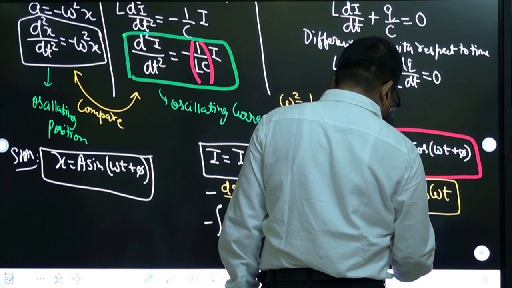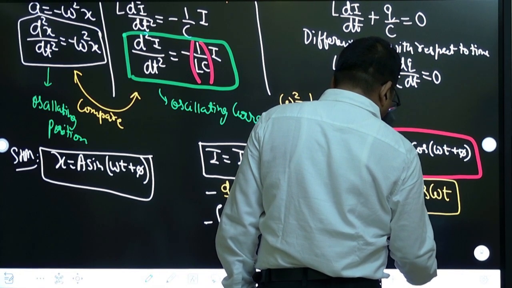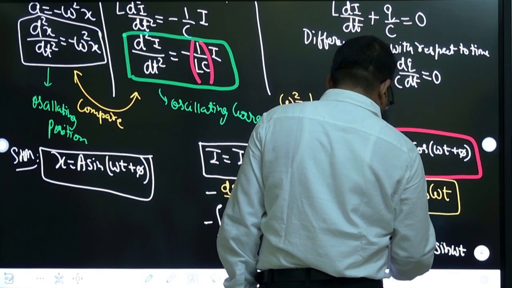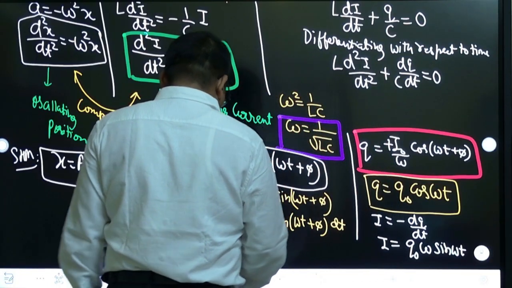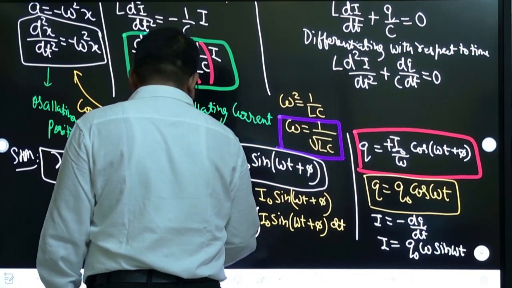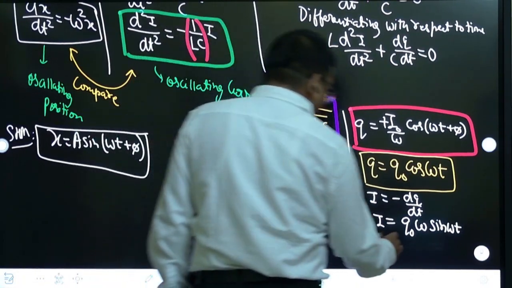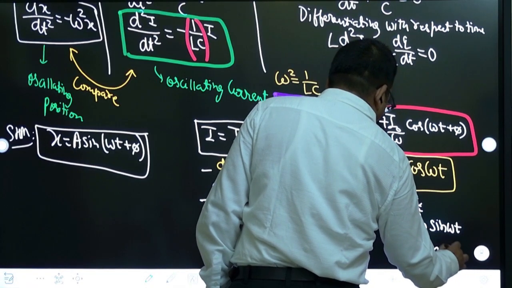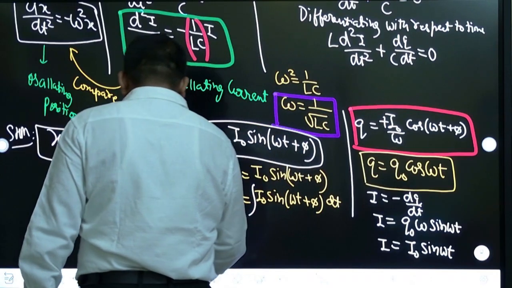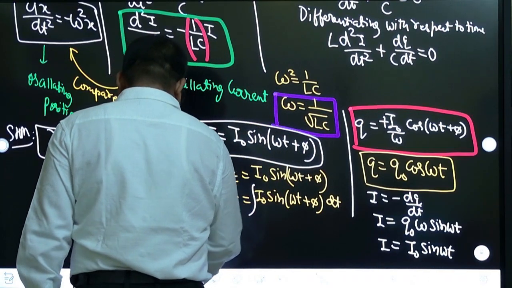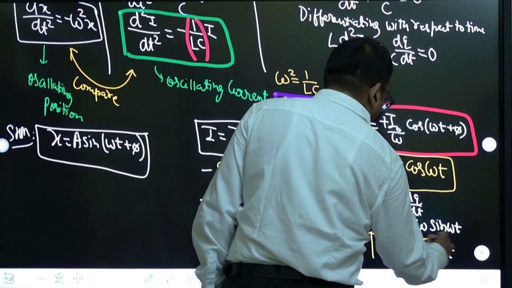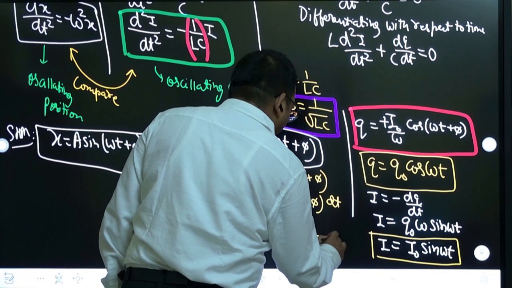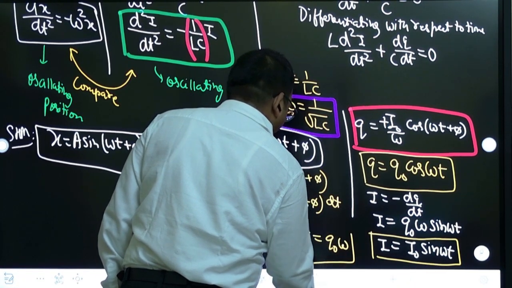So that will become q naught into omega sine omega t. In this equation, you remember, this q naught into omega is like the maximum current. So this equation is giving us current. Here I naught, the maximum current, is q naught into omega.